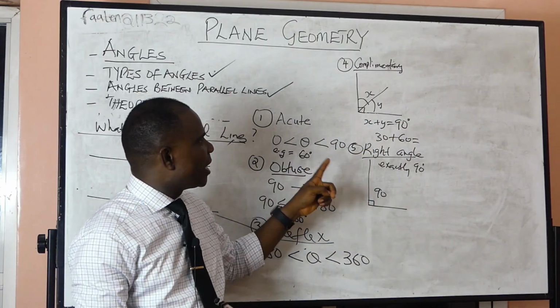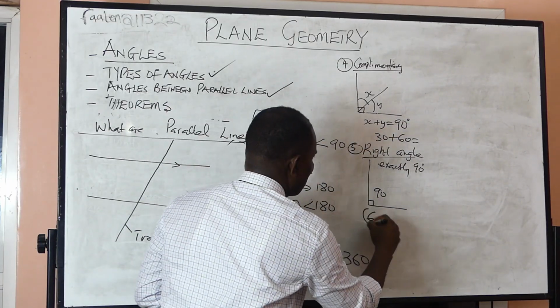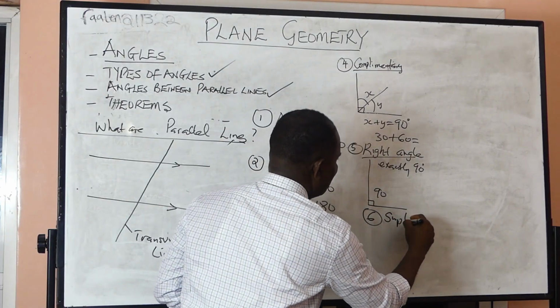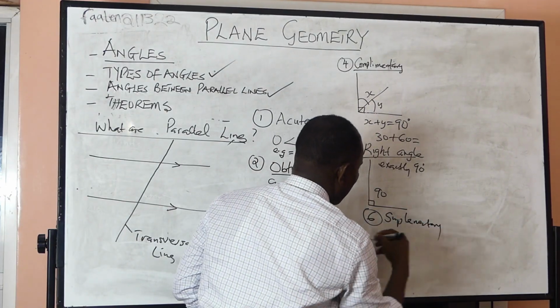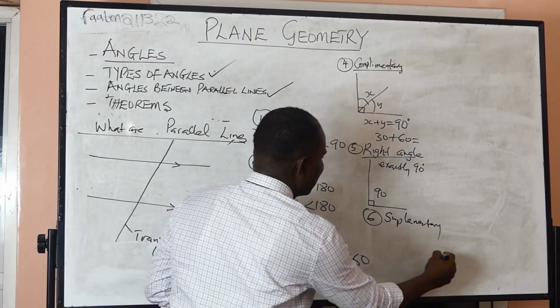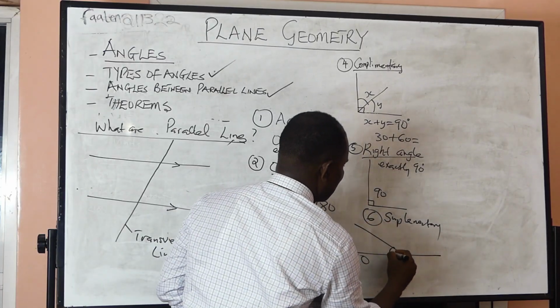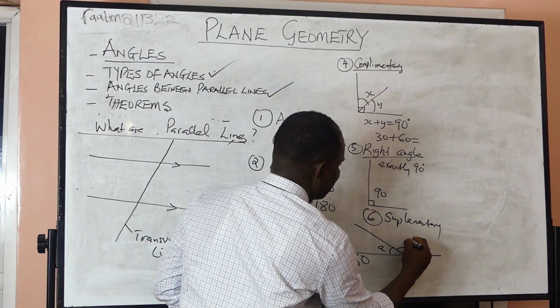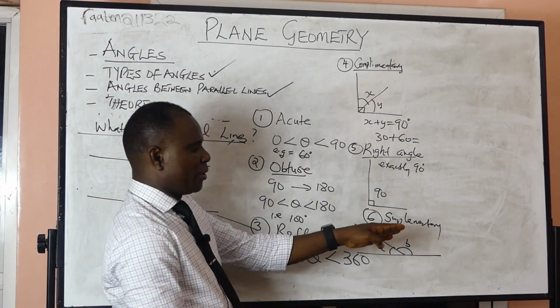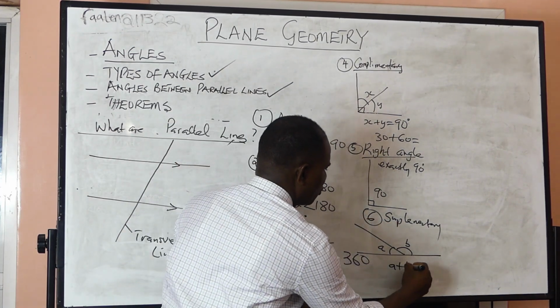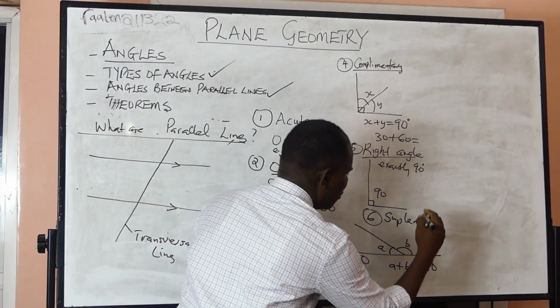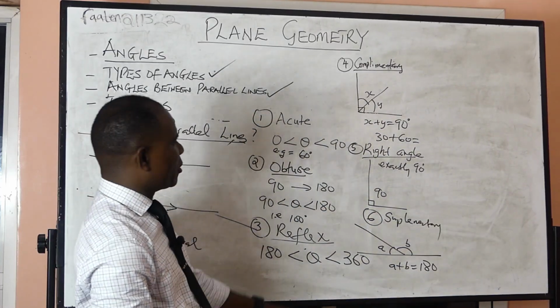And we have supplementary angles as well. Let me go back to the sixth one. Supplementary angles sum up to 180 degrees. So let's say I have an angle there and another angle here. Since they are on the same straight line, when I add up these two angles, they will always give me 180 degrees, angles on a straight line. So we call them supplementary angles.